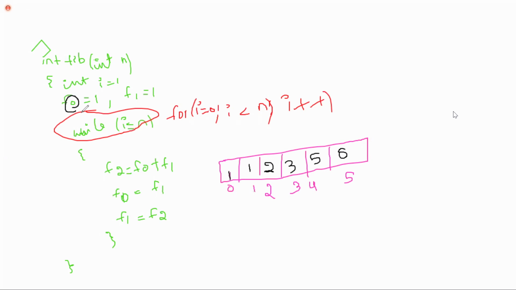Am I clear? All of you, did you understand? Both are looking like the same. In both the cases we are using an array only, but the approach is different. There we are using the top-down approach. Here we are using the bottom-up approach. Am I clear, all of you?